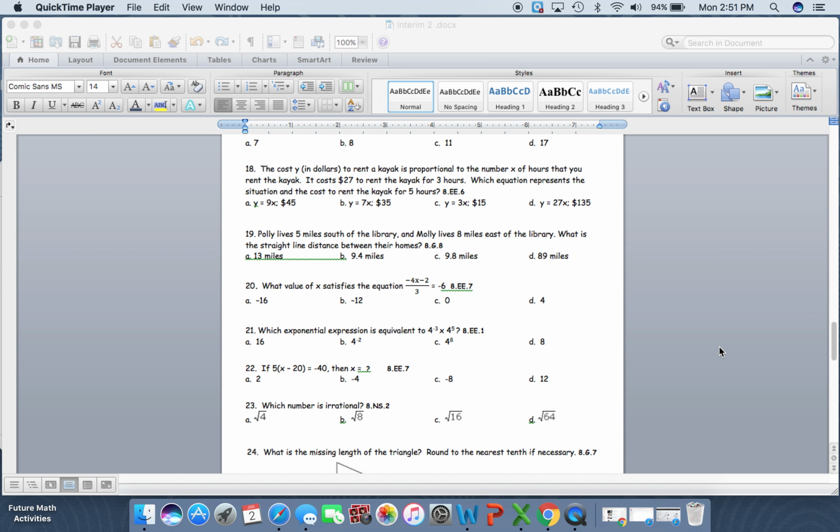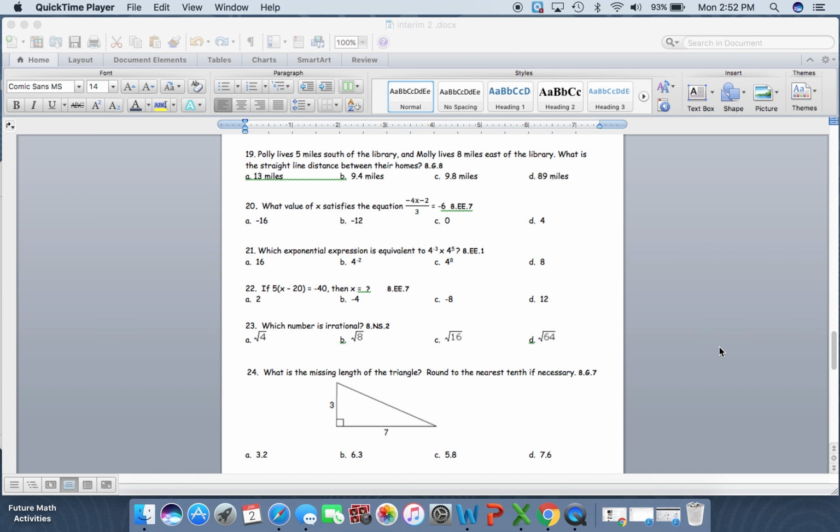Number 18. The cost Y in dollars to rent a kayak is proportional to the number X of hours that you rent the kayak. It costs $27 to rent the kayak for 3 hours. Which equation represents the situation and the cost to rent the kayak for 5 hours? A. Y equals 9x, $45. B. Y equals 7x, $35. C. Y equals 3x, $15. D. Y equals 27x, $135.